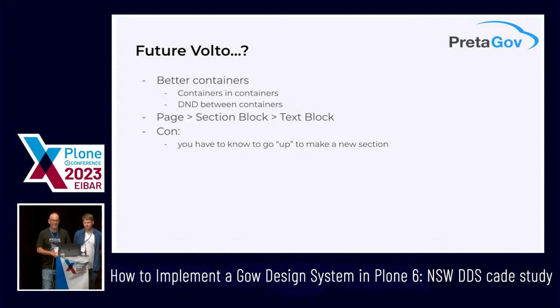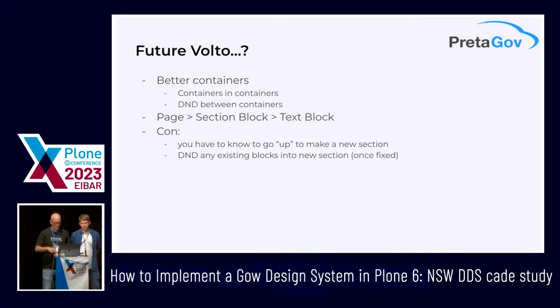The problem there is that you're going up and down this containment hierarchy, which is maybe not that intuitive. You have to know to go up in order to set the section settings. And let's say you've created a whole page of content and you want to say this bit here should be in a separate section.